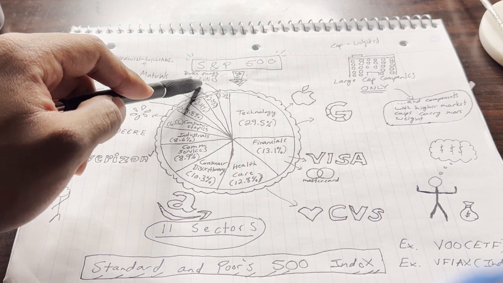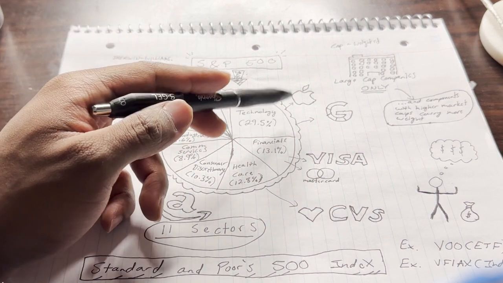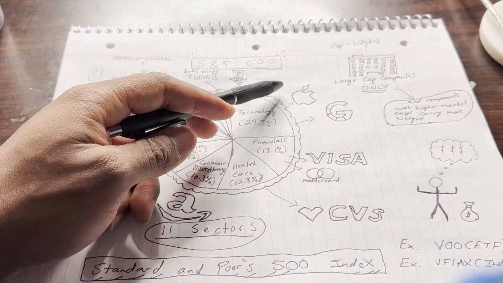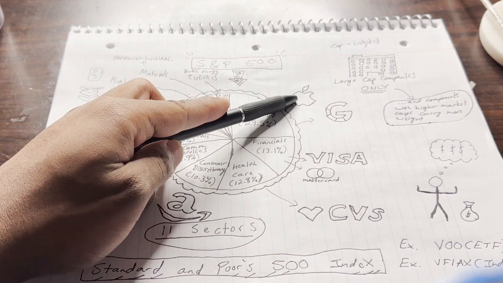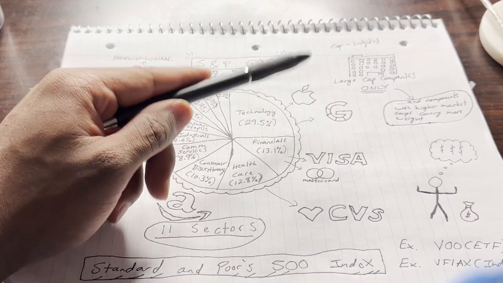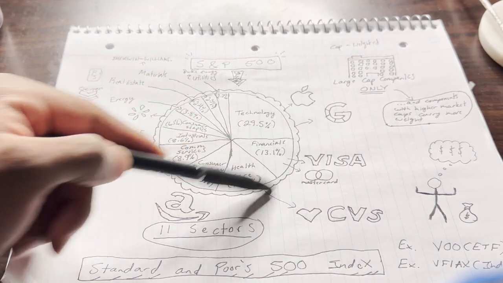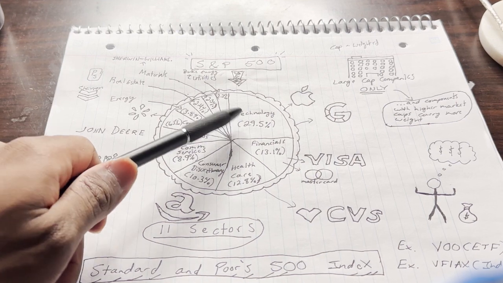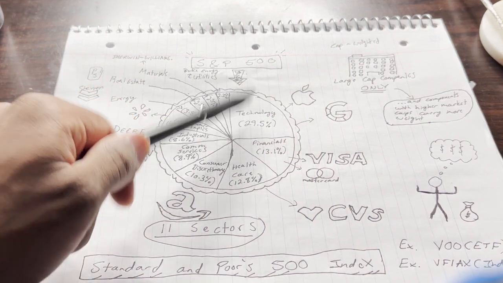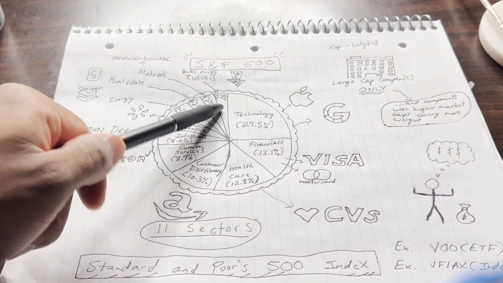But then if you were to look at the same exact breakdown, you would see a company like Microsoft is weighed more than Apple. And that's because Microsoft now has a bigger market cap than Apple does. And it goes like this for every sector. And that's why technology is weighed more than all these. It has a bigger market cap than all of these.